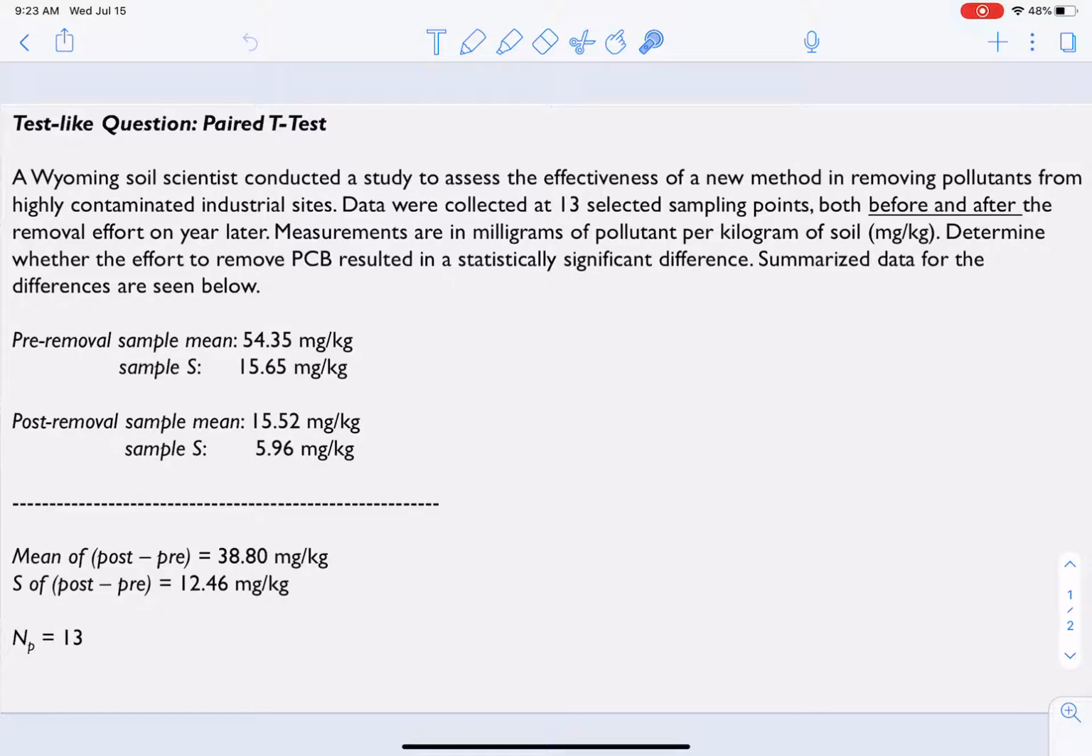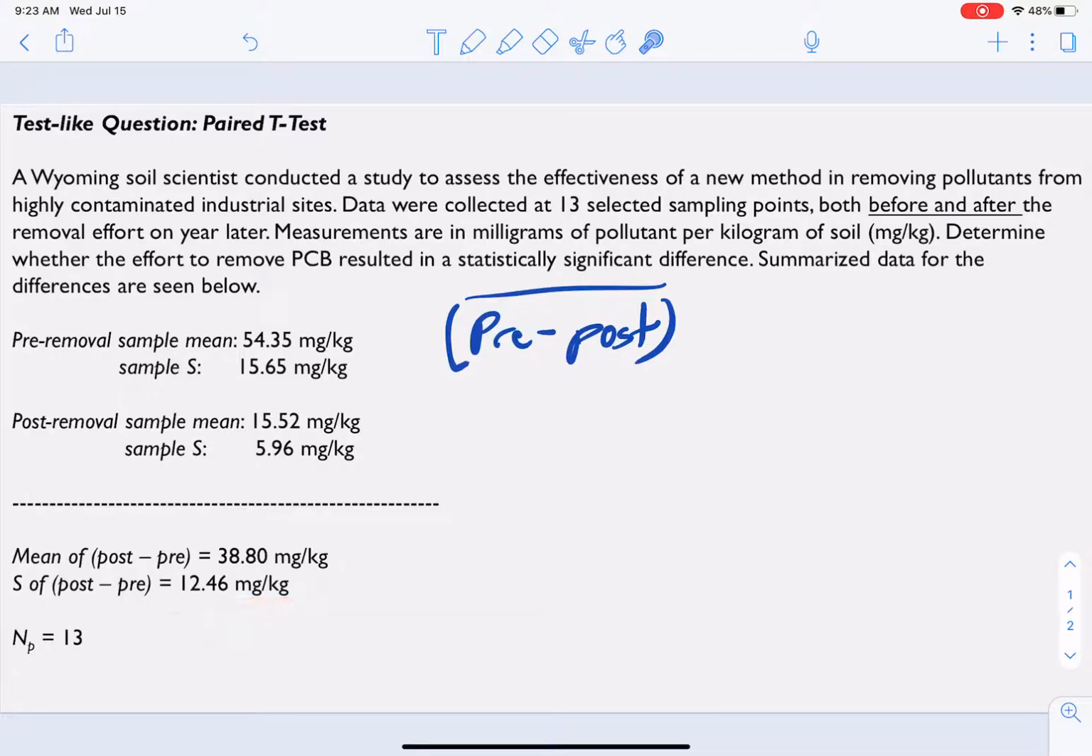But what we need, though, is the pre minus the post. We need that mean, okay? And we have that down here. That's calculated for us, right? So it's just 54.35 minus 15.52. That's this value, and that's fine, okay? But this value, the sample standard deviation of the pre minus the post, or the post minus the pre, however you want to word it, is 12.46.